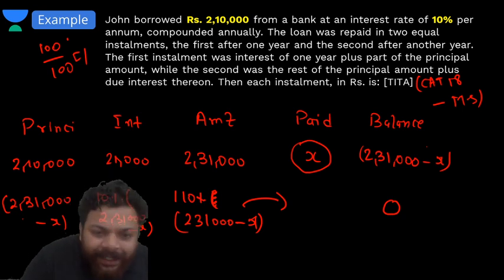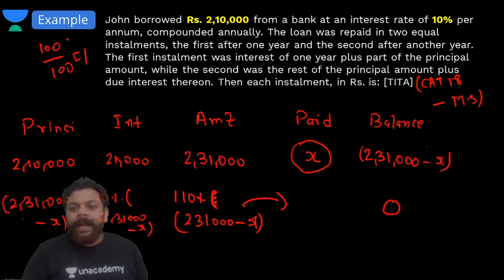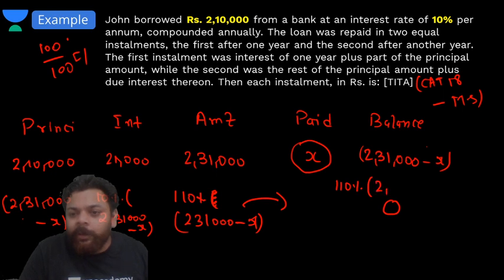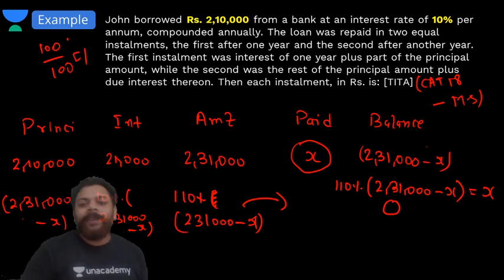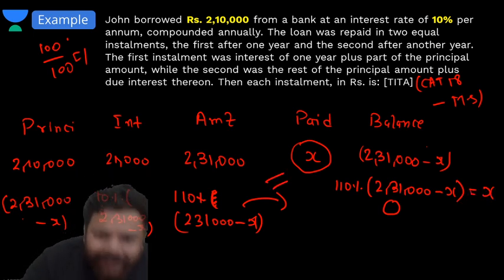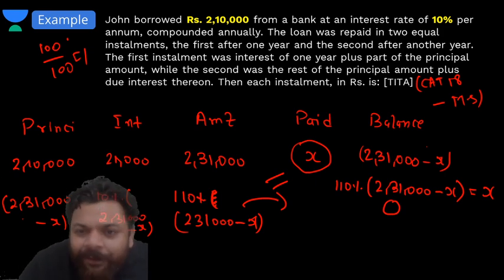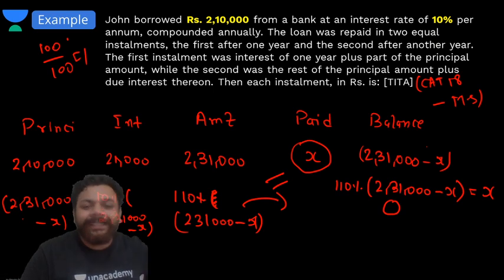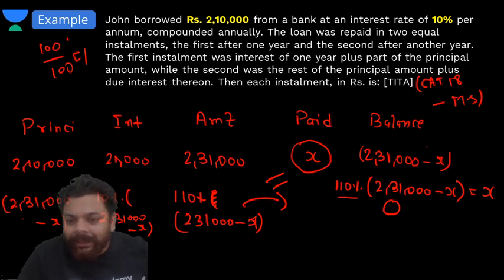So this is the equation we are getting. If we solve this equation, 110% of 2,31,000 minus X is going to be X. Why am I equating these two? Because EMI is the same for both years. You need to pay the same EMI for the first year and the second year. So this value must be equivalent to X.